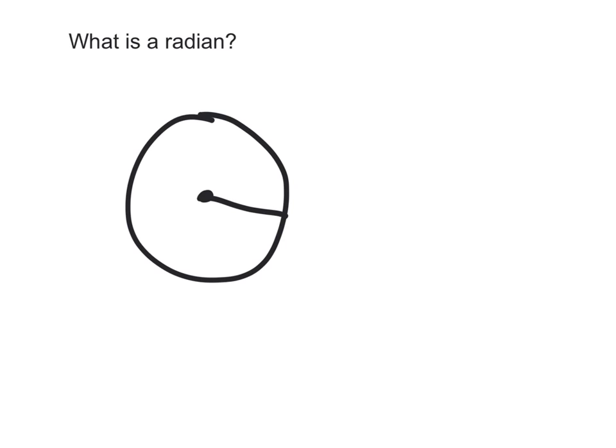To get a picture of that, imagine that we take this radius and stretch that length out along the circle, along the circumference of the circle. So what we're saying is that the red length is equal to the length of the radius. If the radius is 5 centimeters, then this red arc length would also be 5 centimeters. The measure of this angle that we see would be 1 radian.